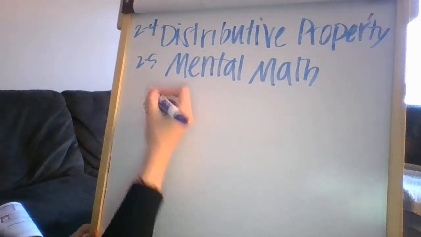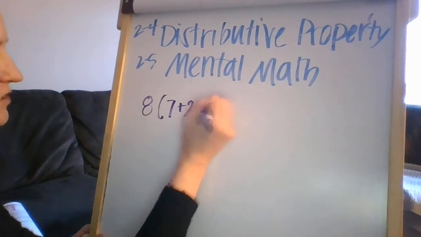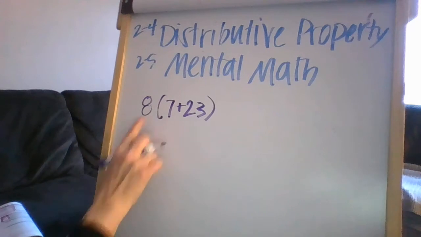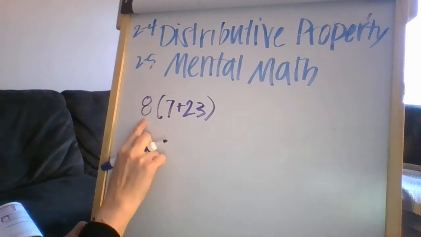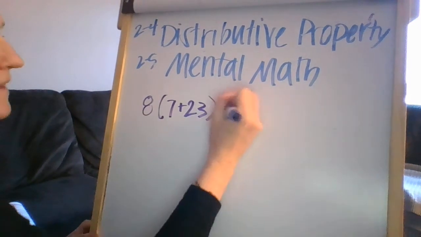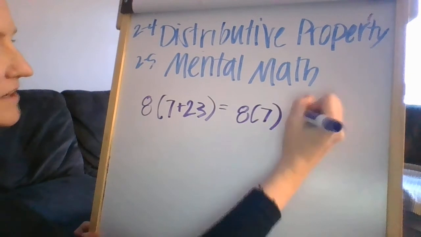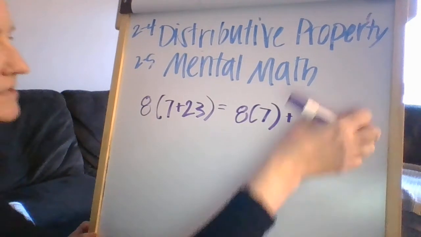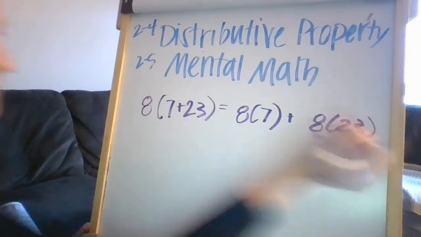Our first one, let's take a look at this. Here they're saying 8 times 7 plus 23. All right, remember when they're right next to each other, that's going to be showing multiplication. Okay, so here 8 times, and then parentheses 7 plus 23. They're saying that this is the exact same thing as going 8 times 7, and then adding it, whoops, sorry, I want the parentheses on the other side, 8 times 23.